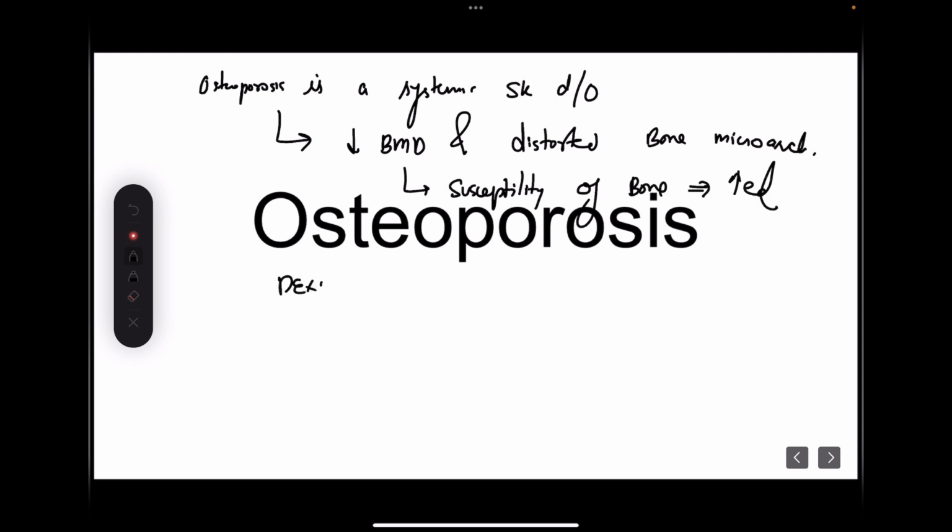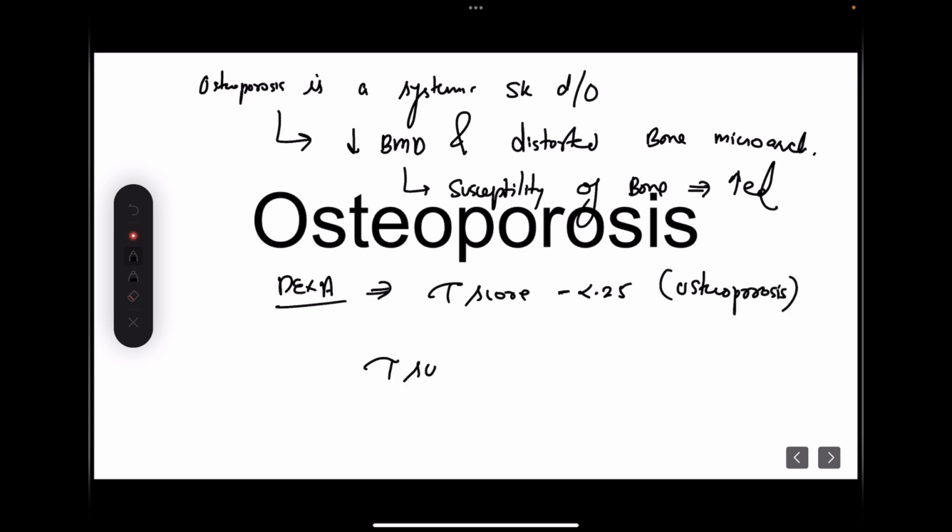On DEXA scan, how do we define osteoporosis? T-score less than minus 2.5. This is osteoporosis. And when T-score is in between minus 1 to minus 2.5, this is defined as osteopenia.